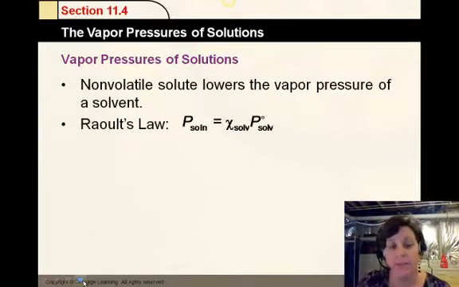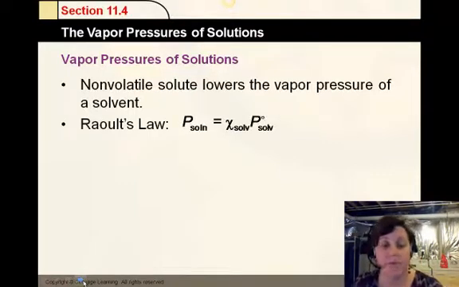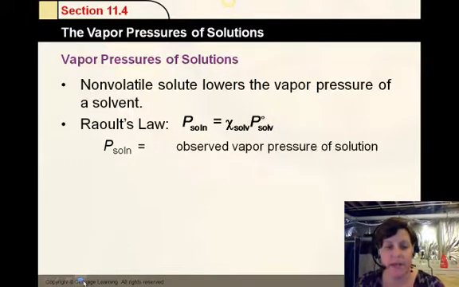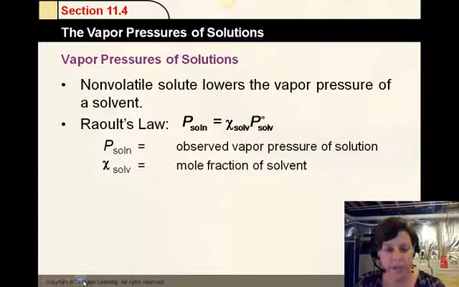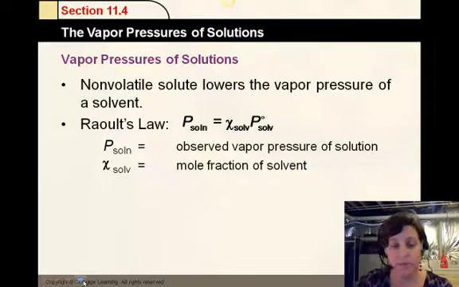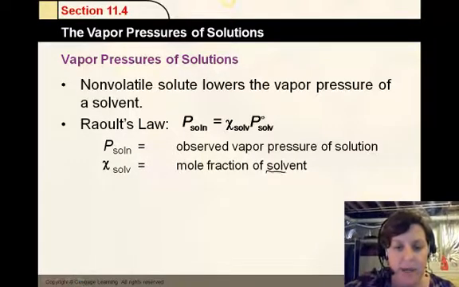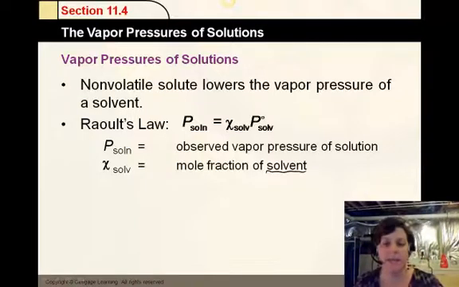Raoult's law: P solution equals mole fraction of the solvent times P0 of the solvent. You can see the meanings here. The observed vapor pressure of the solution, the mole fraction of the solvent, and this is extremely important because solvent is the key word. It is not the solute.